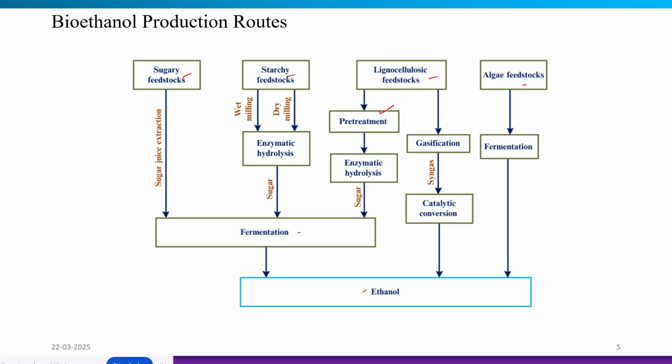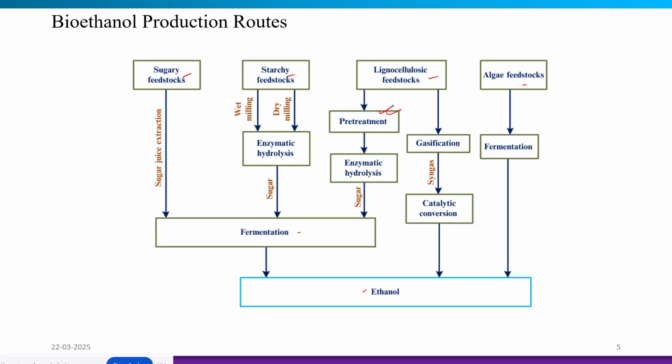Lignocellulosic feedstock involves pre-treatment, which has a lot of cost involvement in this process. We will be discussing what pre-treatment processes are available. After the pre-treatment it goes for enzymatic hydrolysis, which forms simple sugars, followed by fermentation, and bioethanol is produced.